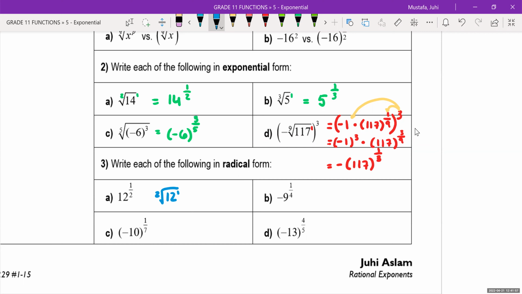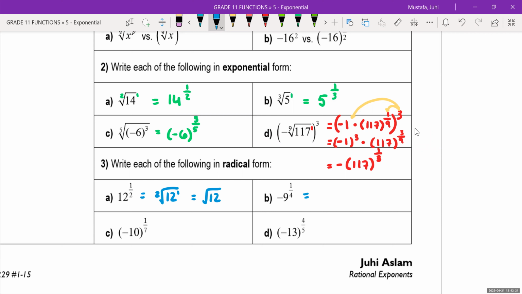But do we need to write the index of 2? We don't have to. And do we have to write an exponent of 1? We don't have to. So really, if you wrote this as just root 12, that would be correct as well. Is it okay if you write an index of 2? Of course, you won't get marks off, but both of these are correct.